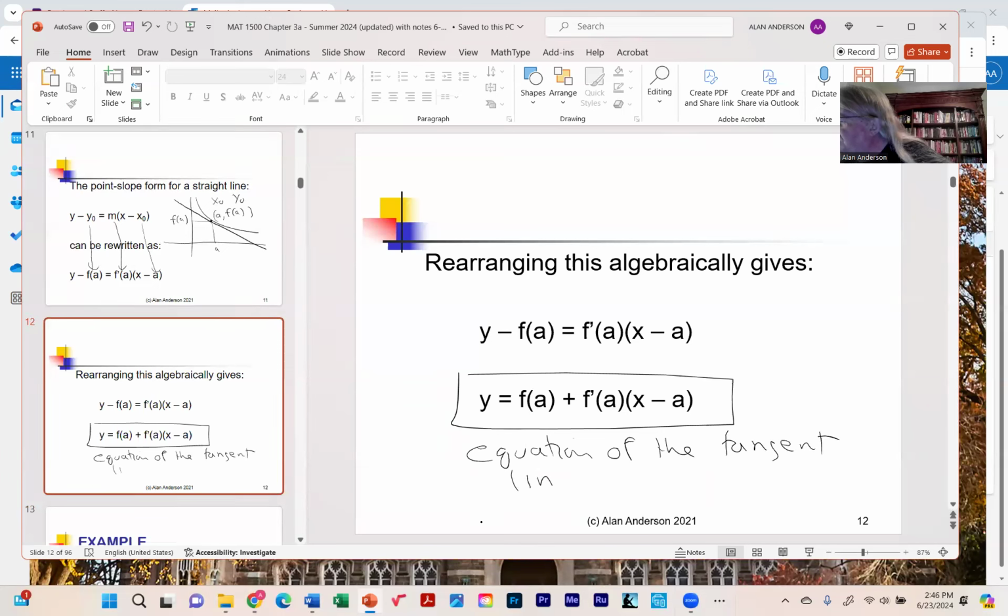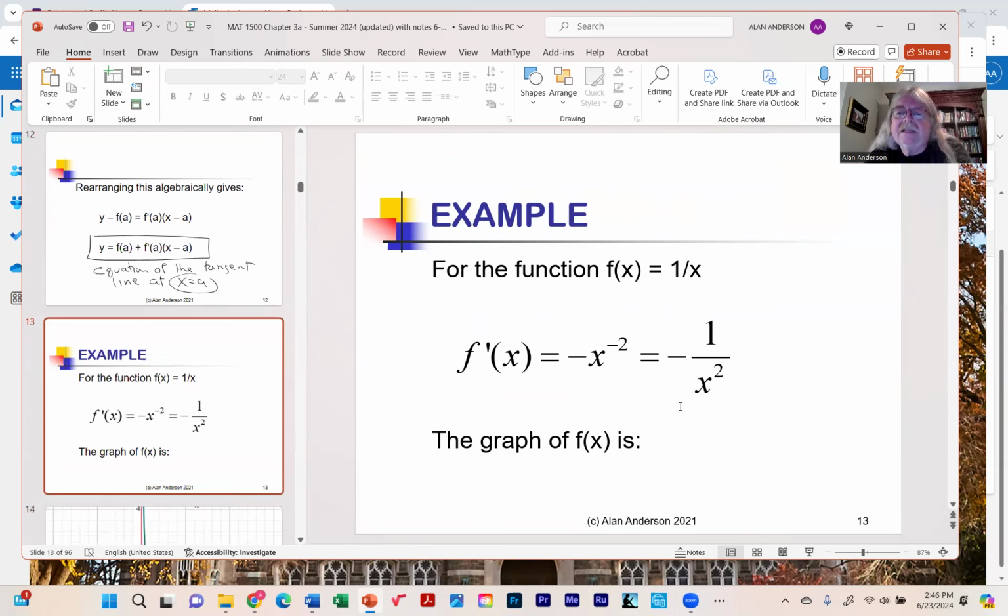At point A. Or what we could do is say where x equals A. And that's it. That's our equation. Now that we have this, we can go ahead and use it to come up with some approximations. All right, like this one.